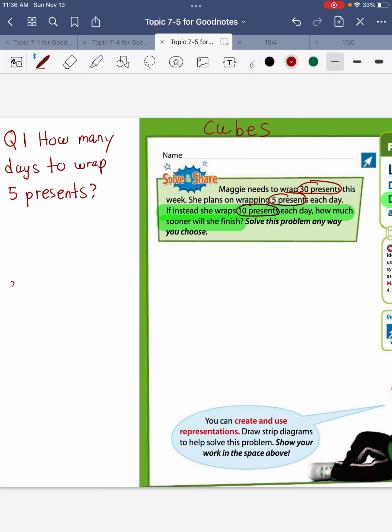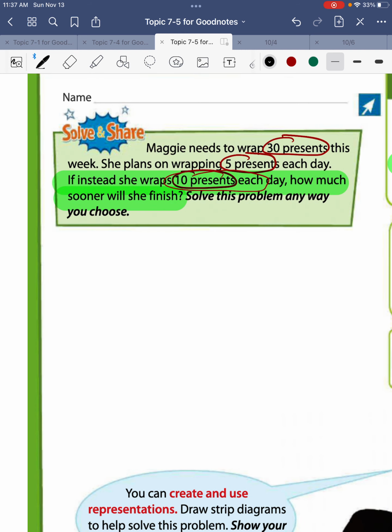My second question is going to be, how many days to wrap 10 presents? Because then it says, if instead she wraps 10 presents each day, how much sooner will she finish? So now I'm going to continue. I'm going to box in my keywords. Okay, each. And then I'm going to box in if instead, each again. I'm going to box in how much sooner.